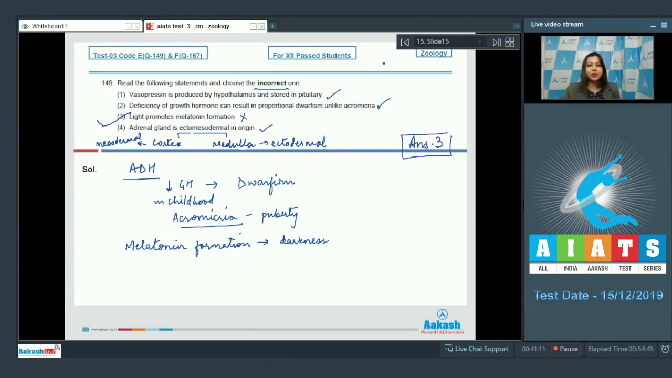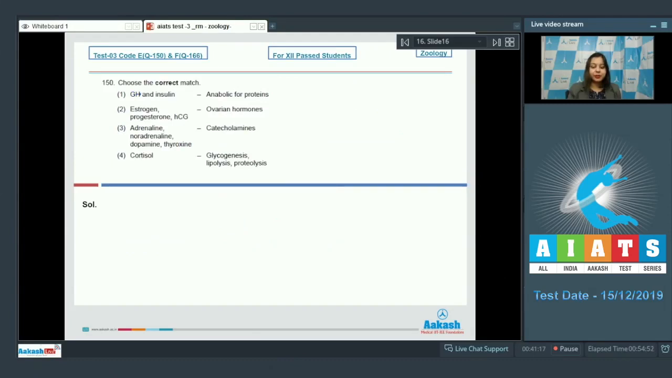Let us see the next question, students. Question number 150. Choose the correct match. Number 1, growth hormone and insulin. These are anabolic for proteins. This is correct as they both promote the formation of proteins. Number 2, estrogen, progesterone and HCG are ovarian hormones. This is incorrect as estrogen and progesterone are ovarian hormones, but HCG is a placental hormone.